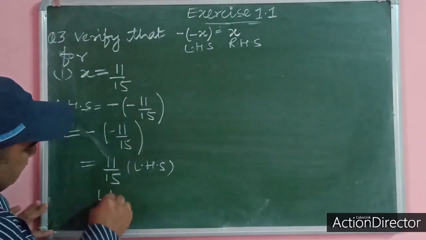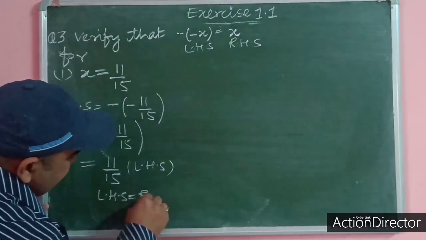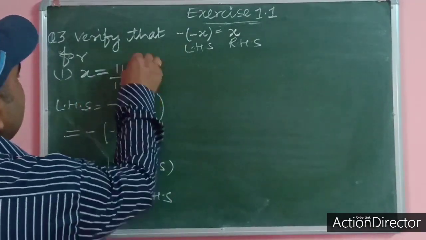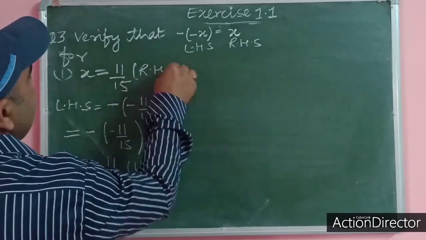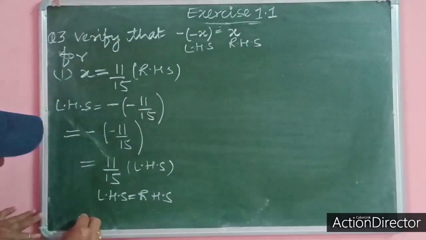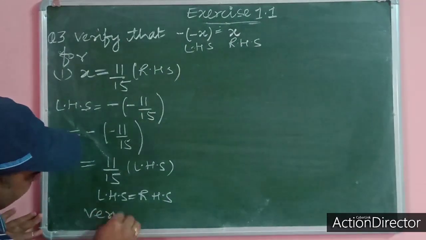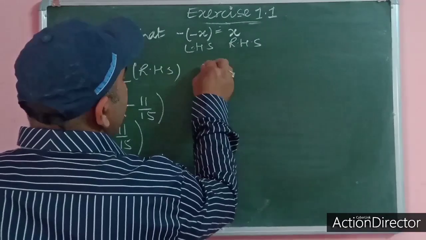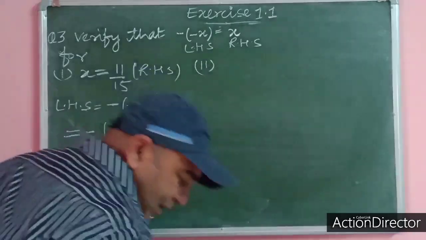LHS is equal to RHS. This is my LHS, this is my RHS. This is my right hand side. I take this one. So this is verified. Now I take the second part.